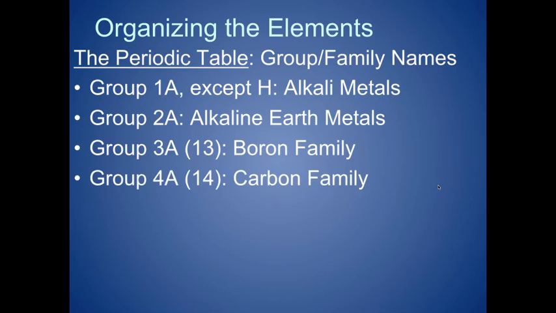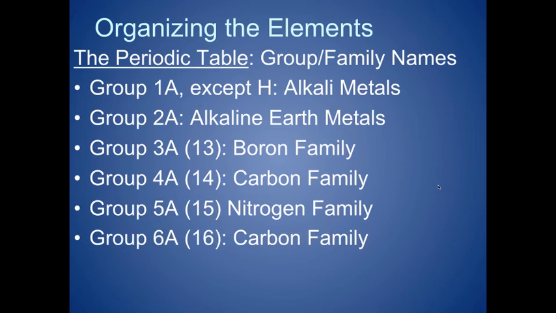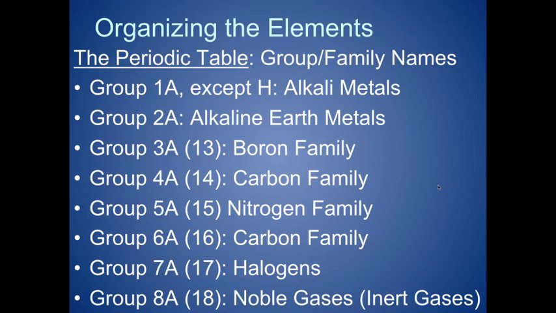Group 4A or 14 is known as the carbon family. Group 5A or 15 is known as the nitrogen family. 6A and 16 is known as the oxygen family. Group 7A or 17, we're kind of back to the stranger names, is the halogen family. So that's the fluorine, chlorine, bromine, etc. Those are known as the halogens. And then finally, group 8 or 18 are known as the noble gases, also sometimes called the inert gases. Inert because they don't react. They tend to be found by themselves in nature. Now, we're going to talk for a minute on the next slide about why they're called families.